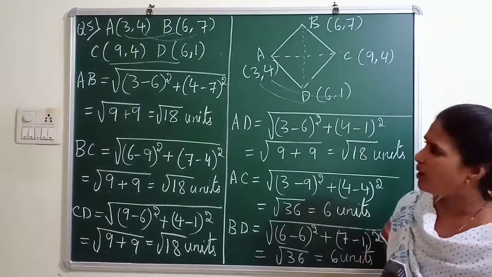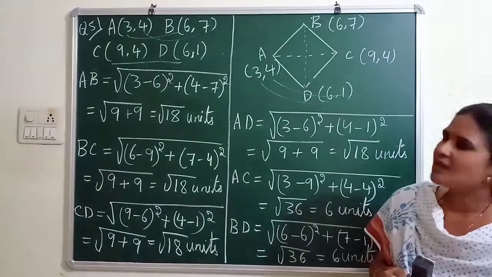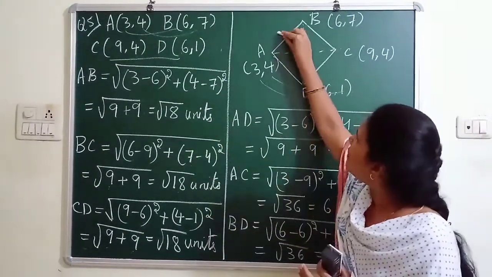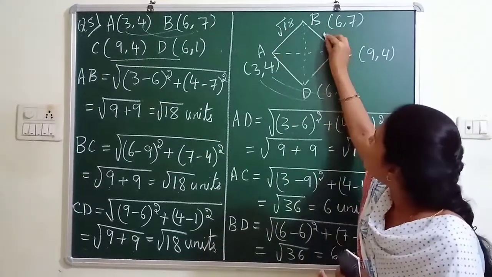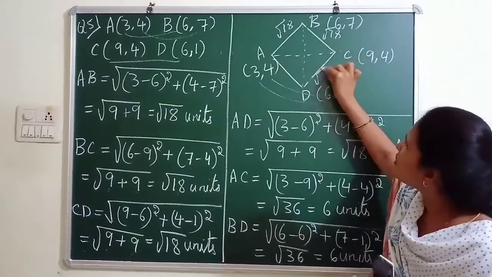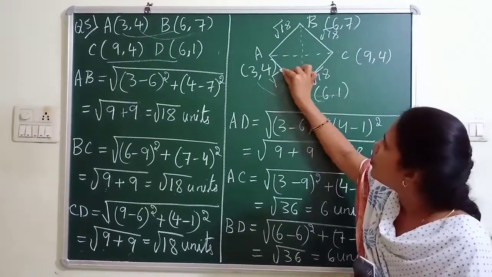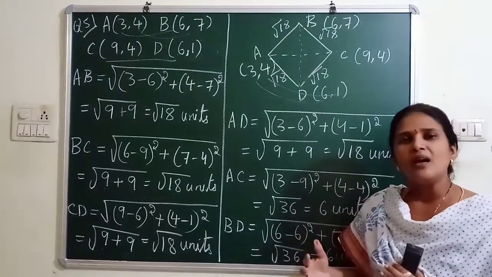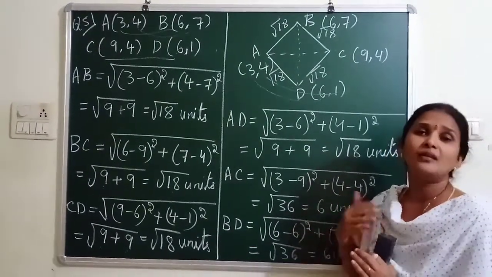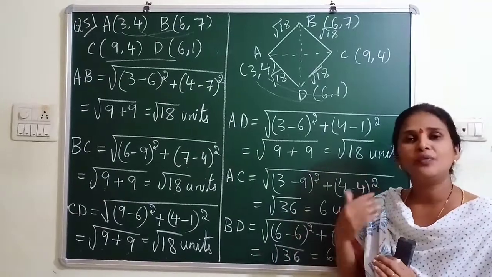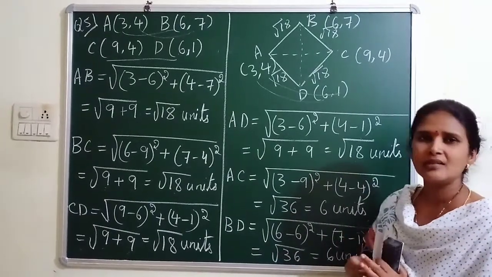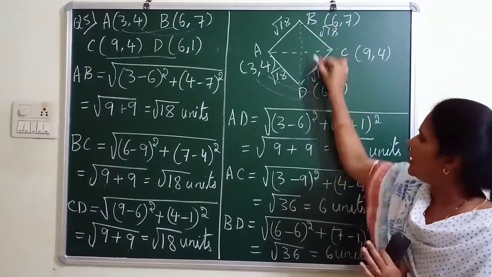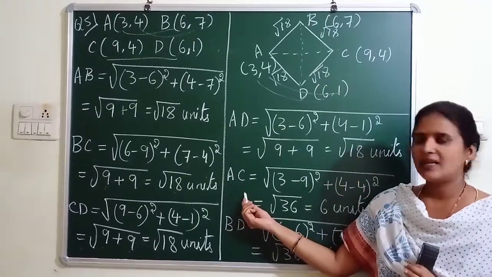Till here you can observe, I got all the four sides are the same. That is AB is root 18, BC is also root 18, CD is also root 18 and AD is root 18. So we observe that all four sides are equal. Now I should not stop here. I can't conclude that it is a square. I need to find two diagonals. What are the two diagonals here? AC and BD.